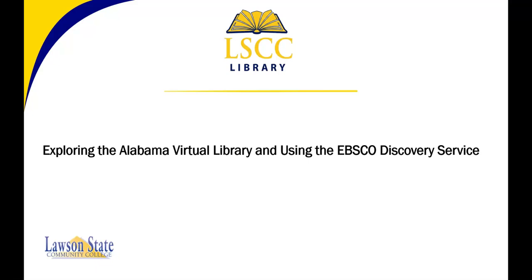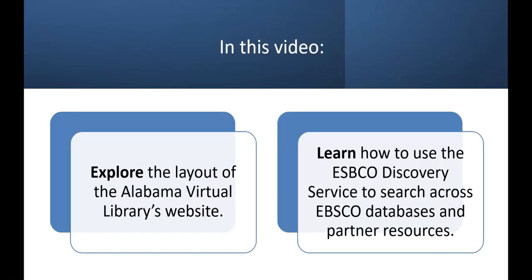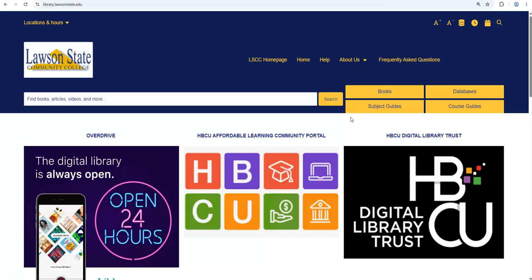Exploring the Alabama Virtual Library and using the EBSCO Discovery Service. The Alabama Virtual Library offers access to thousands of high-quality academic resources to support your research. In this video, you will explore the layout of the Alabama Virtual Library's website and learn how to use the EBSCO Discovery Service to search across EBSCO databases and partner resources, including Gale, ProQuest, Springer Nature, and Britannica from a single search. Welcome to the tutorial on the Alabama Virtual Library.